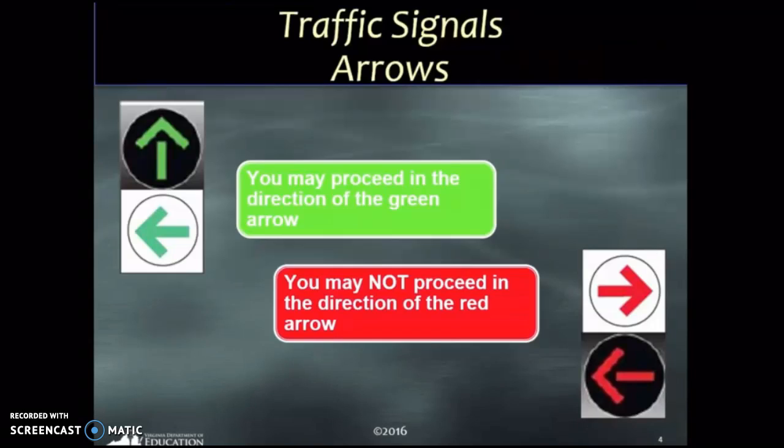Also, you might see some arrows. A green arrow means that you can proceed in the direction in which the arrow is pointed. For example, a left arrow is a protected turn, and you can go left on that green. You have the right of way, and others have to yield in that situation. If you have a right arrow, you are prohibited from going in that direction. So you need to wait until either the arrow turns green, or sometimes turns are not allowed in that particular intersection.